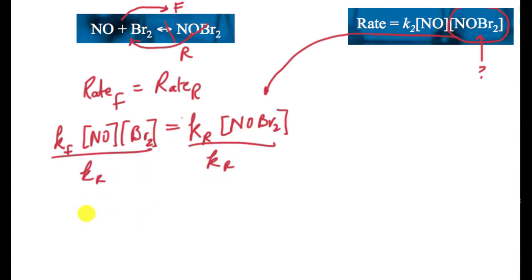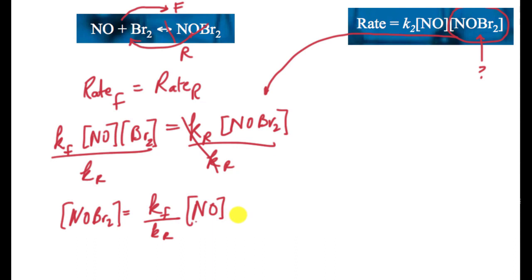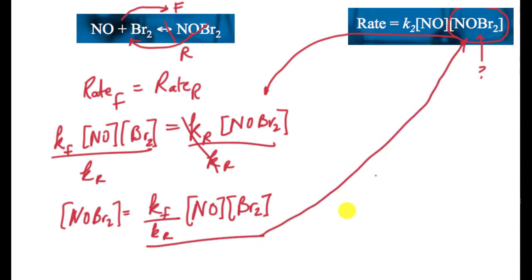So this cancels out. So I have NOBr2 concentration is now equal to the constant for the forward reaction and the constant for the reverse reaction, which are two different constants, times nitrogen monoxide and the bromine. Okay. Now what I can do is I can take this chunk here and substitute it in for this, can't I? Right? So what I'm going to do is I'm going to rewrite my rate now.